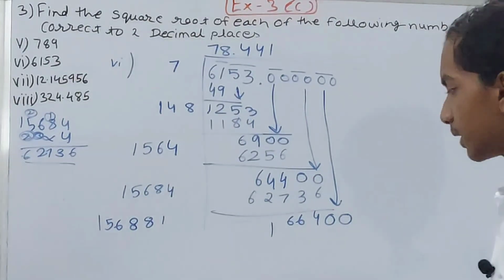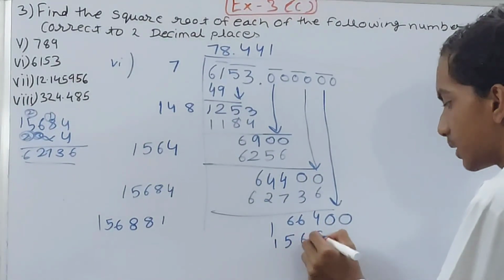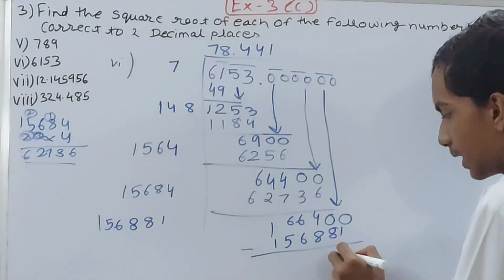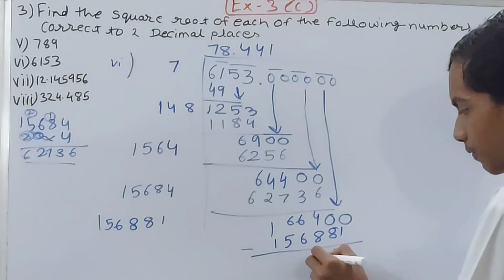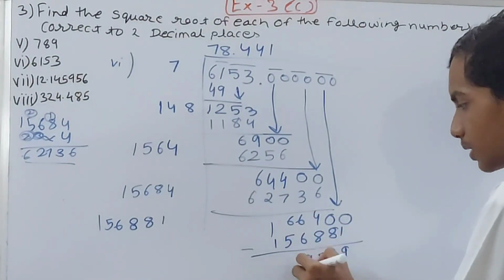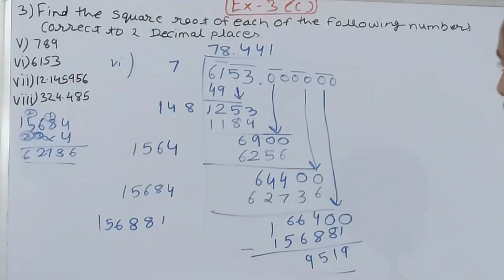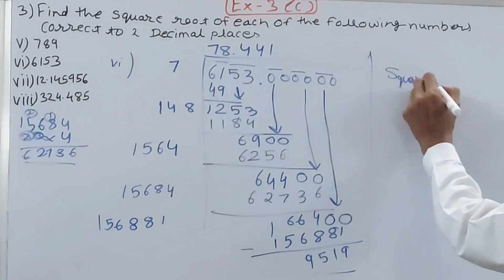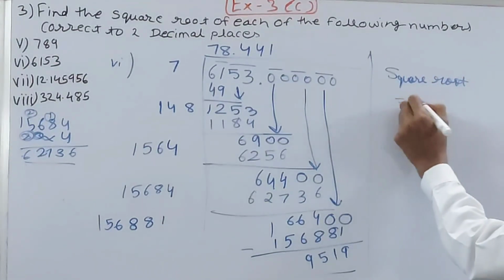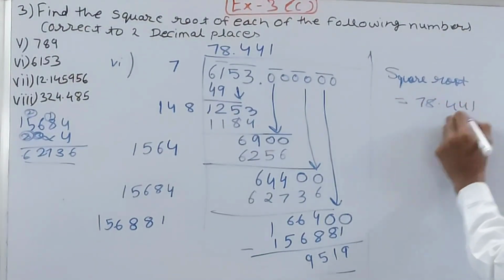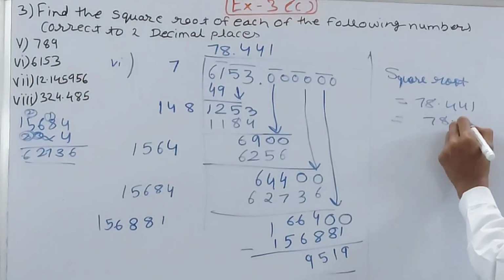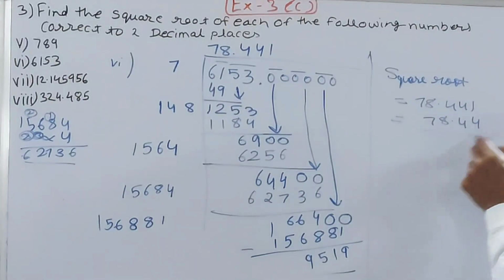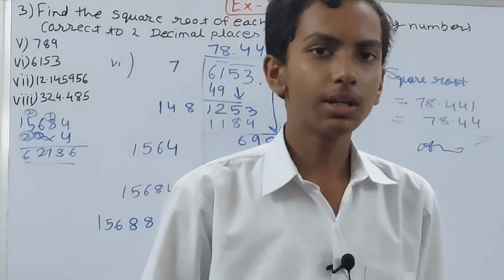So let's quickly subtract. 15, 6, 88 and 1. Okay. 10 minus 1 is 9, 9 minus 8 is 1, 13 minus 8 is 5, 15 minus 6 becomes 9, 5 minus 4 is 0, 0, 0, right? So this is done. Now we will stop. So see, the square root is 78.441, which rounded off to 2 decimal places gives 78.44, and that is your answer. Let's move on to the next part.